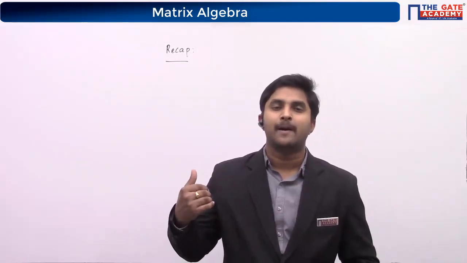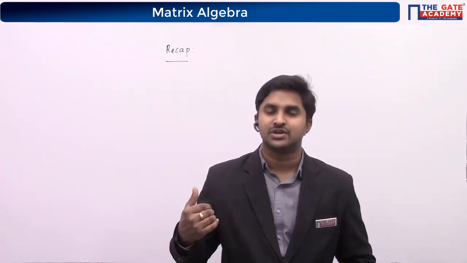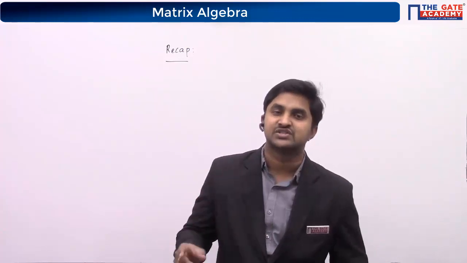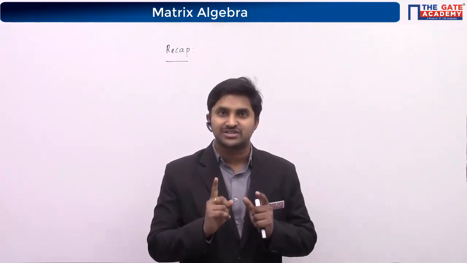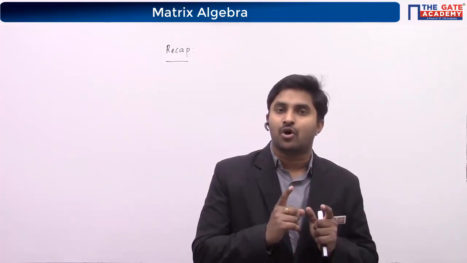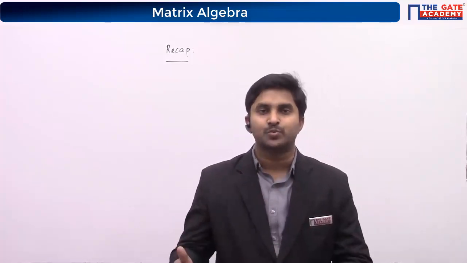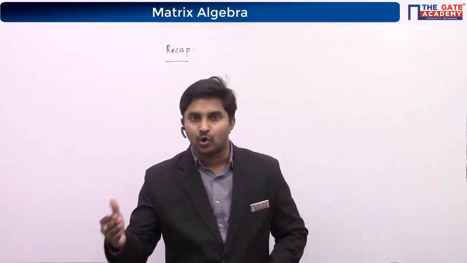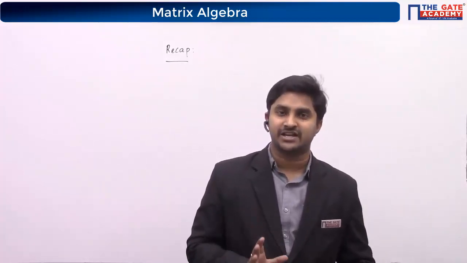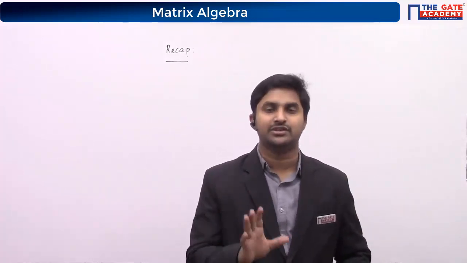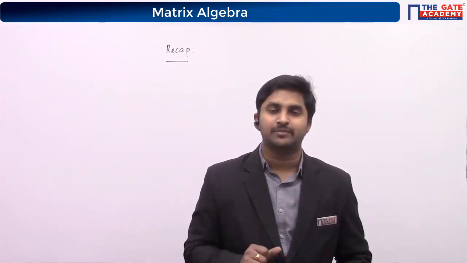Then we came to the multiplication of matrices. When we see the multiplication of matrices, we have a condition. The condition is that the number of columns of the first matrix should be equal to the number of rows of the second matrix. So this is a very important condition for matrix multiplication.